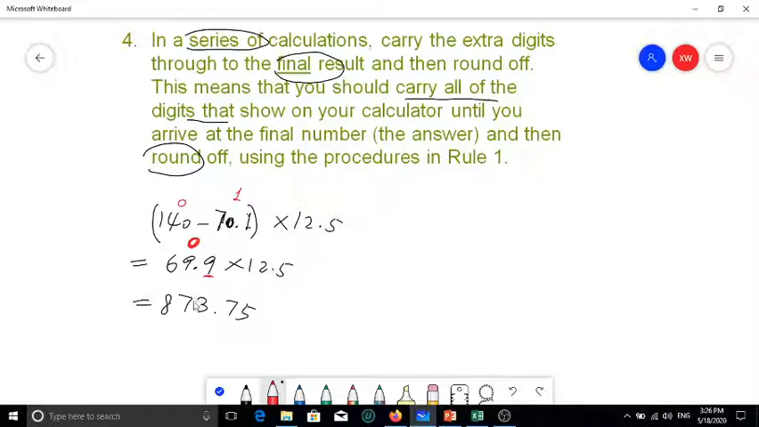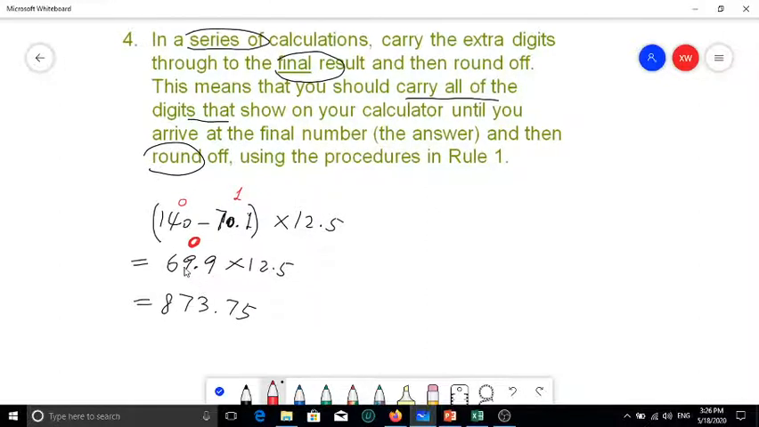In other words, the number of significant figures here is only 2. The reason is this number is not supposed to have any decimal. This 9 should not be there. But we kept it there for the sake of accuracy of the calculation. You need to carry all of the digits that are shown on your calculator until your final step. So we kept this 9 here, not because it's significant, but because we want to keep it accurate.